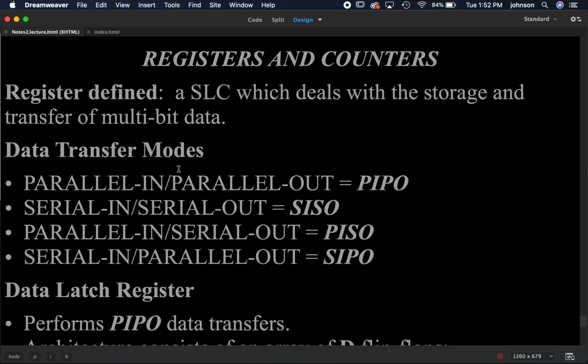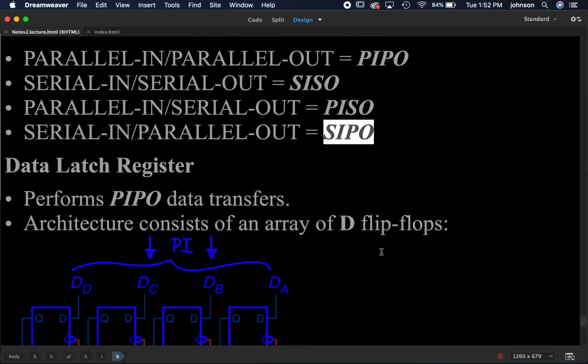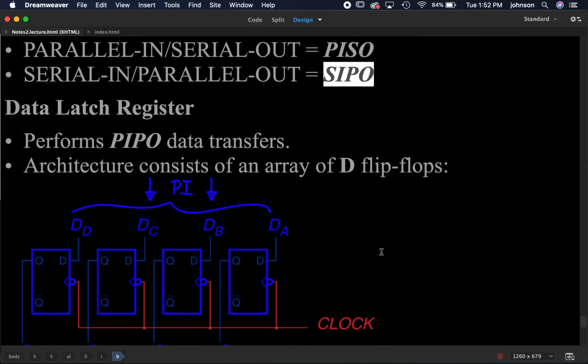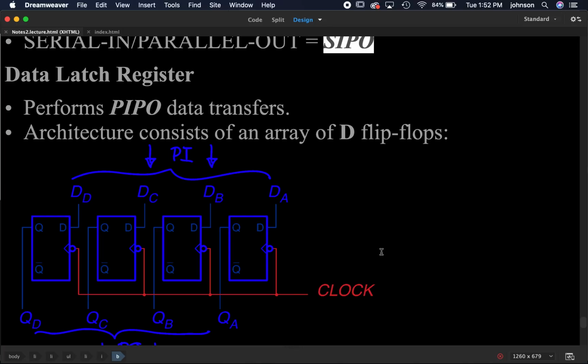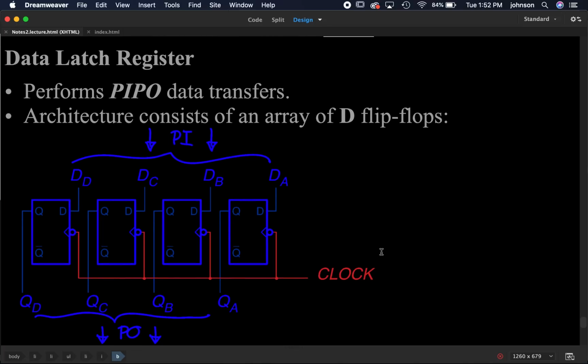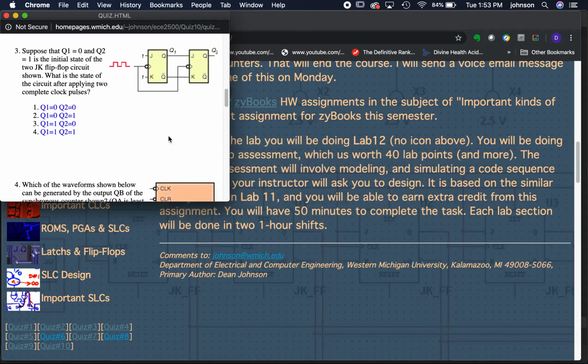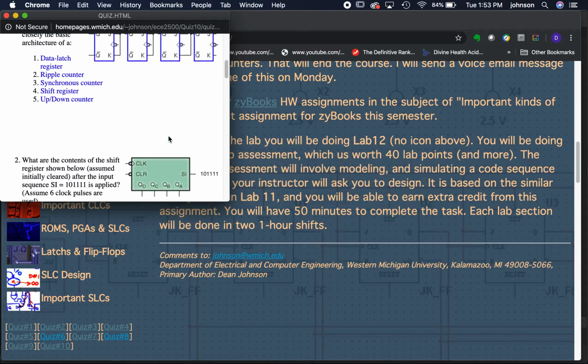Now, the data can be moving in and out of the registers, and we have some mnemonics here we call parallel in, parallel out, PIPO. We're also going to demonstrate some of these other ones, SISO, PISO, SIPO. So let's go ahead and dig into this. Our first example is called the data latch register, and you're going to have to know basically 4 or 5 of these, as shown in question number 1 here.